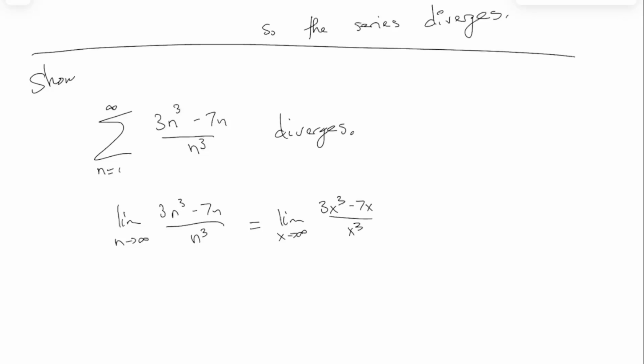X cubed. Anybody remember tricks such as this? It's 3. Yeah, why do you say it's 3? I agree. It's the same degree. Yeah, this is that thing where you remember, okay, if the degree on top is bigger, the limit does not exist. If the degree on bottom is bigger, then it's 0. And if the two degrees are equal, you take the ratio of the leading coefficients.